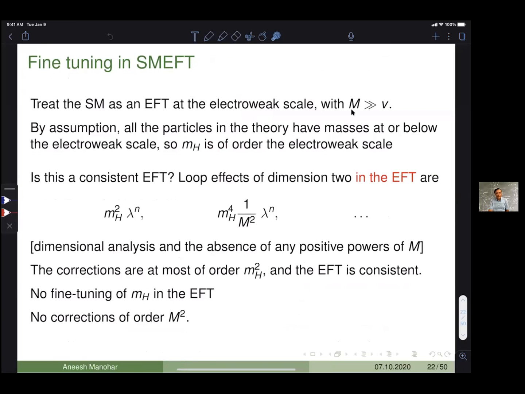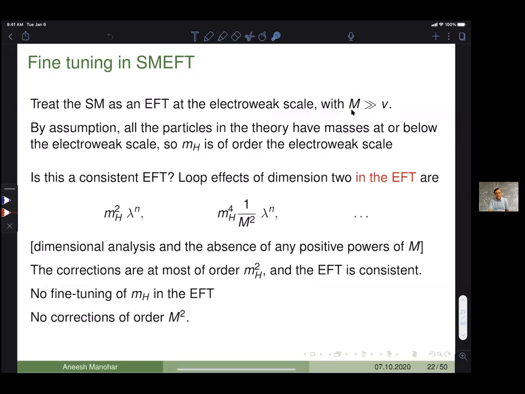So let's go back and repeat this analysis, but we're going to treat the standard model as an EFT at the electroweak scale, at the scale v, where M is much larger than v. By assumption, we're dealing with a theory which is valid at the scale v, and all the particle masses are at or below the electroweak scale. So we should take the Higgs mass to be of order the electroweak scale. If it isn't of order the electroweak scale, we had no business writing down the EFT in the first place. The particle wouldn't be present at the electroweak scale.